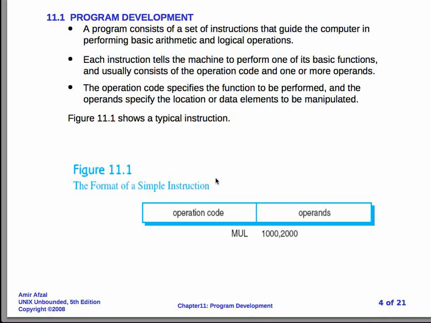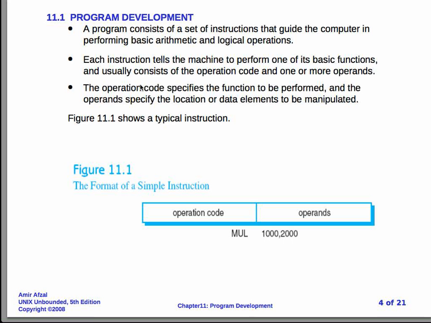It might just do something like this: multiply the contents of memory location 1000 with the contents of memory location 2000 and put the result in, let's say, 1000. So it's simple instructions like that, and even simpler things, for example, move the contents of memory location 1000 into memory location 2000. Those are the kinds of instructions that the CPU actually understands.